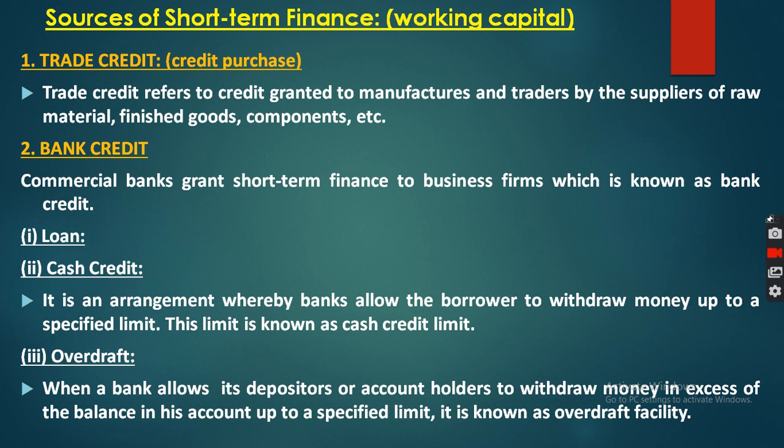Then overdraft facility. This type of facility is provided only to account holders or depositors. For example, current account holder, saving account, fixed account holder. So this facility is provided to a current account holder that you can withdraw more money as compared to what balance is in your account. You can overdraw more than the amount of balance in your account. Clear? What will it be called? Overdraft facility.